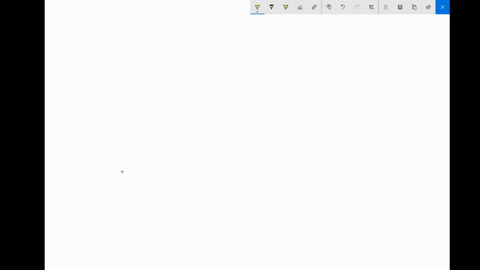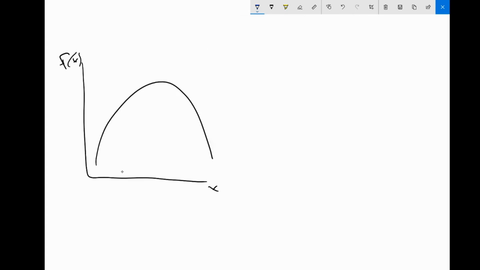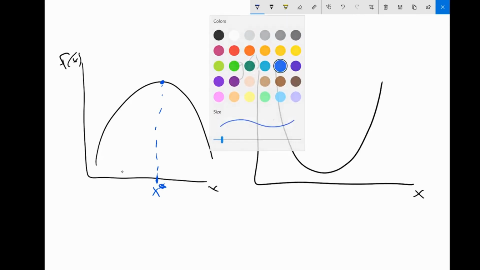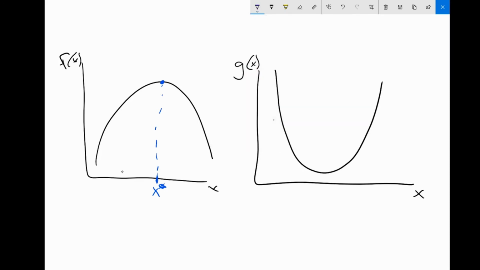One more quick additional caveat. Let me draw two functions. Here's a function that has a maximum value here at x star. Then here's another function, let's call it g of x, and it's shaped like this and has a minimum value here.